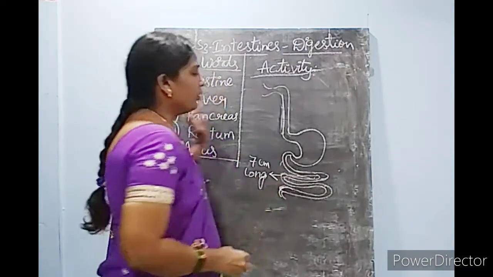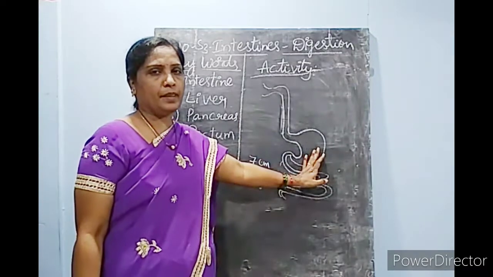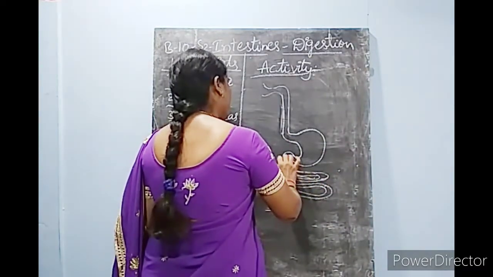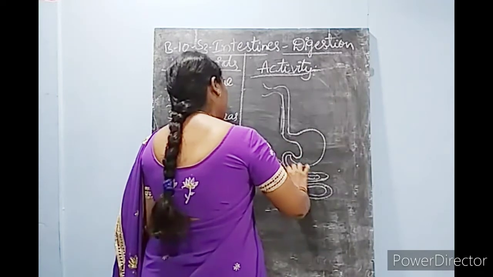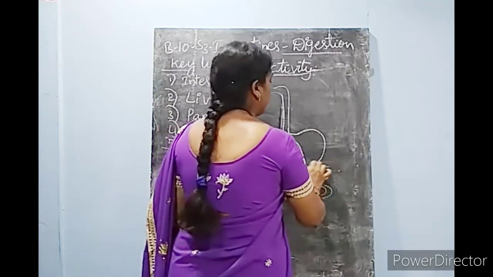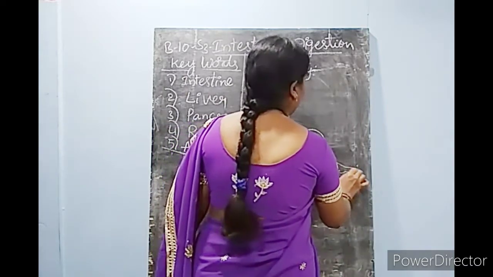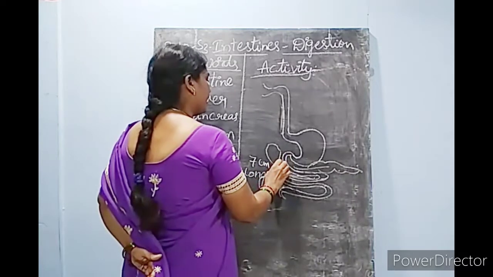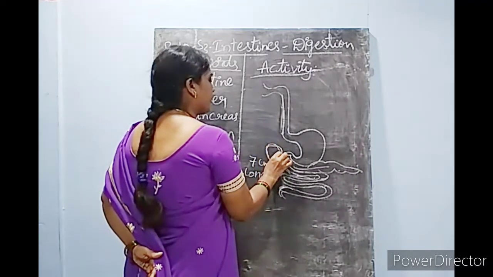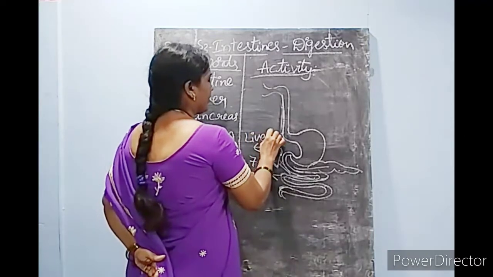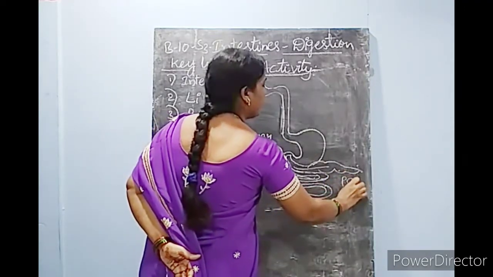So here, what is happening? On the left side of this small intestine, the liver is present, and on the right side of this small intestine, the pancreas is there. This liver and the pancreas are present, and these are helping: liver and pancreas.